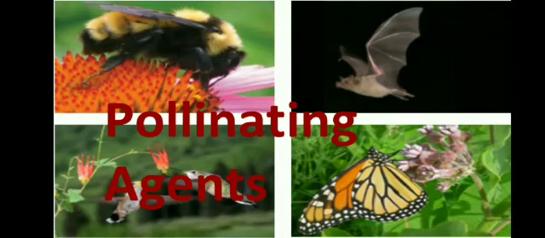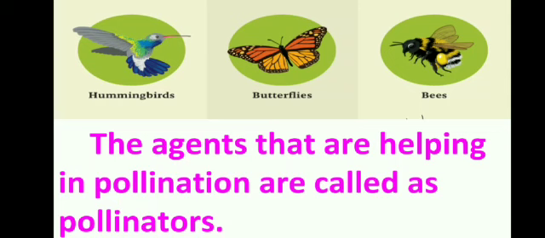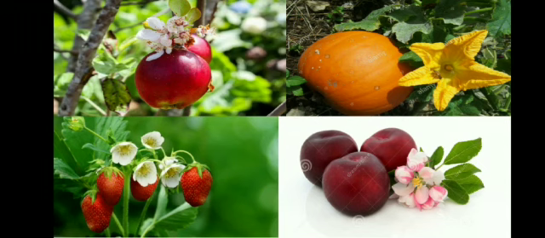So let us see the pollinating agents. Who are the pollinating agents? The agents that help in pollination are called pollinators. For example, hummingbirds, butterflies, bees, wind, animals and so on. Even bats work as pollinators.